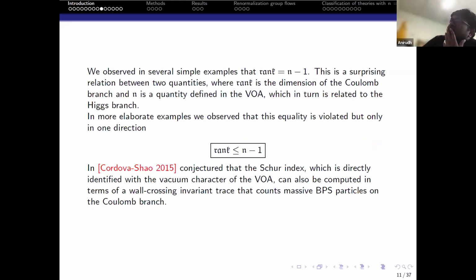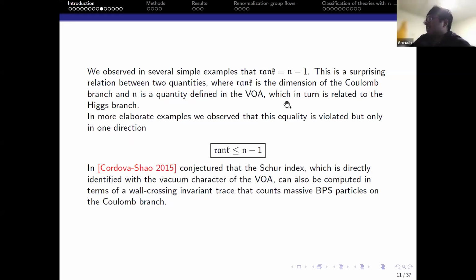So what we did was we computed this nilpotency index in several examples. And in simple examples, we observed that the rank was exactly equal to this nilpotency index minus 1. So this is a slightly surprising relation between two quantities which are defined on two different kinds of objects. The left-hand side is a Coulomb branch quantity, and the right-hand side is a VOA quantity, which you can also say is a Higgs branch quantity.